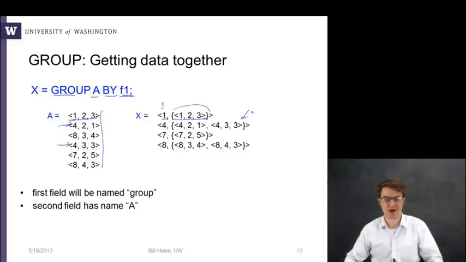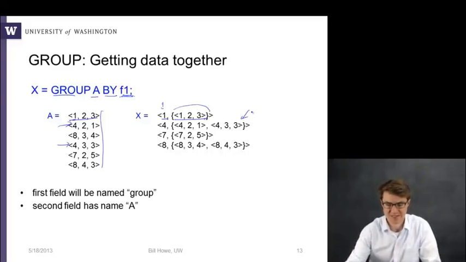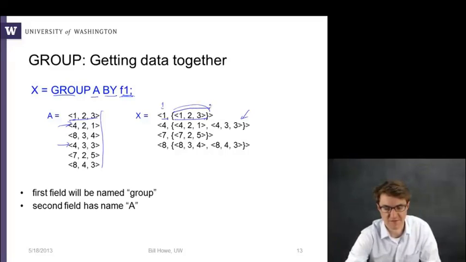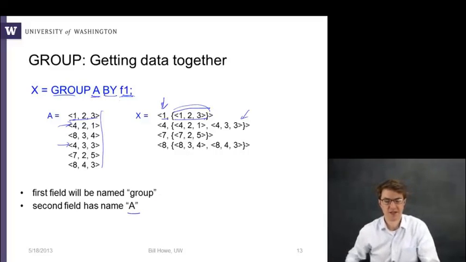Now, the other thing to keep in mind, and this is another thing I don't really love about Pig, because they're doing things sort of implicitly rather than explicitly, is that every field ends up having to have a name. The first field is defaulted to the name group, and the second field is defaulted to the name of the original data set.